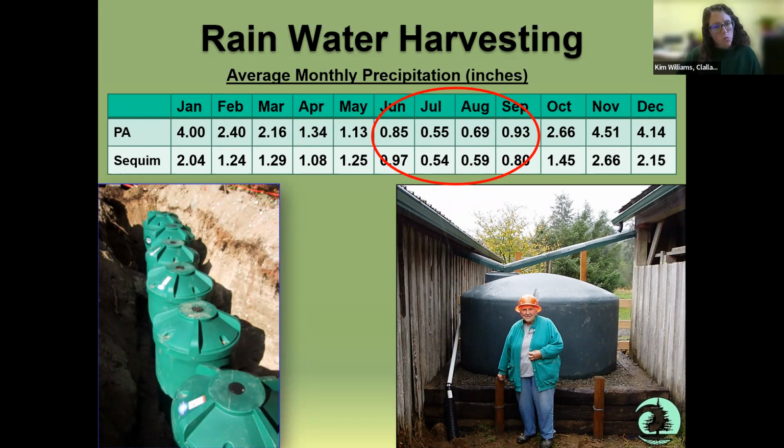But you want to capture your water during the winter when it is rainy and the rain is abundant. And really, to get a good amount of water, you need to have large cisterns. These are 1,000-gallon cisterns to get enough water to take you through these hot summer months.